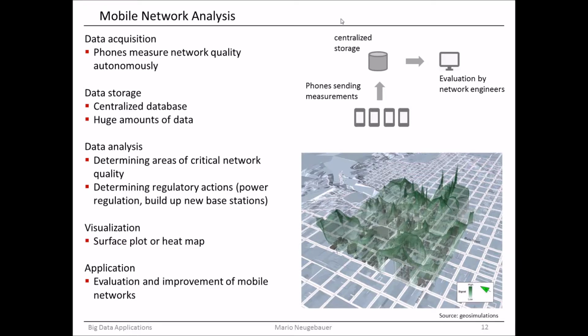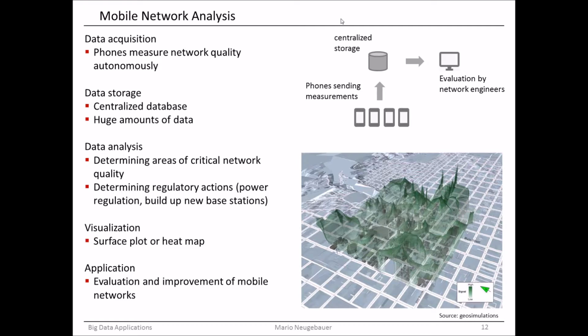The idea is to use the users' phones for measuring the network quality anonymously and for communicating these measured quality values to the network operator. And with these data, the network operator can see where there are areas of low coverage, of lower network quality, and can then improve the network by placing a new base station into this area.